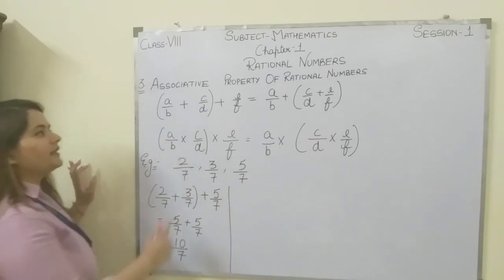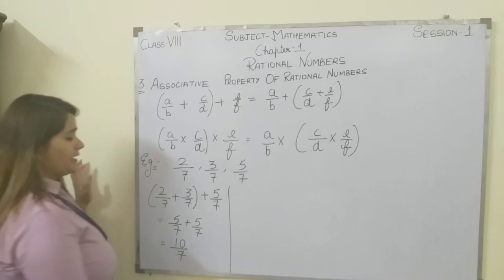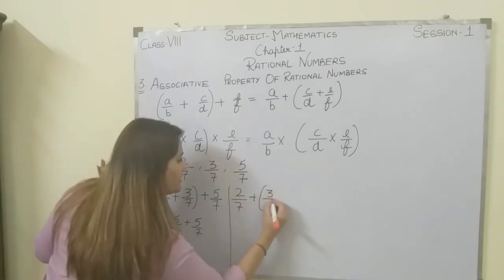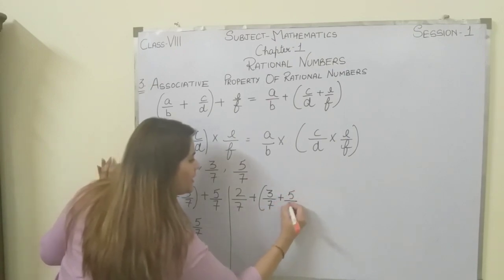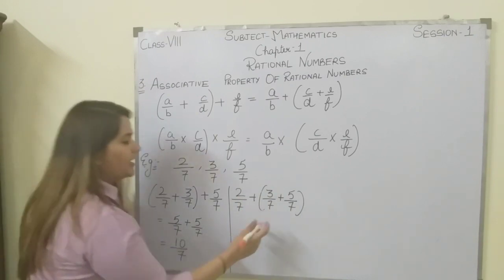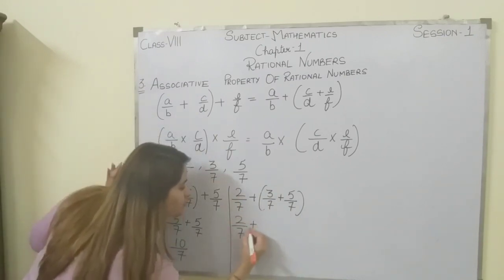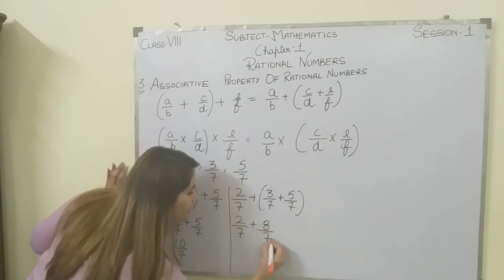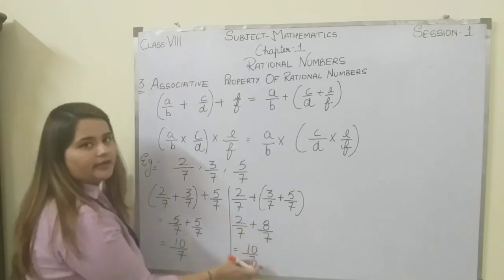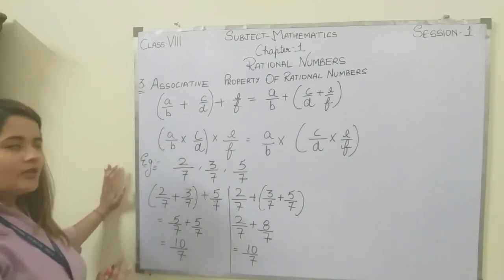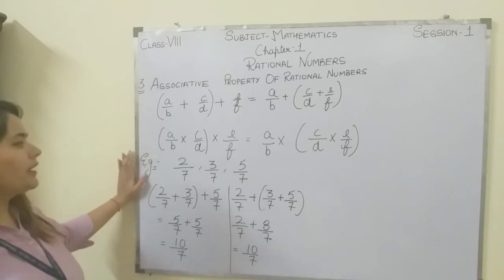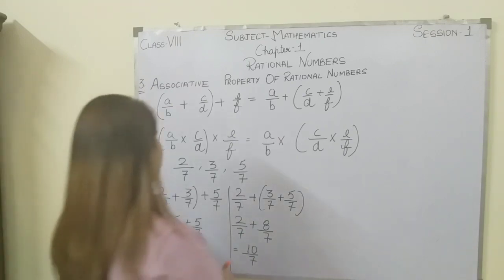Right? Now let's verify the right hand side. So it is 2 by 7 plus bracket 3 by 7 plus 5 by 7. So 3 by 7 plus 5 by 7, the answer is 8 by 7. So 2 by 7 plus 8 by 7 is again 10 by 7. So both the LHS and RHS are the same. So this property holds true in the case of addition. Similarly, you can take the example for multiplication as well.